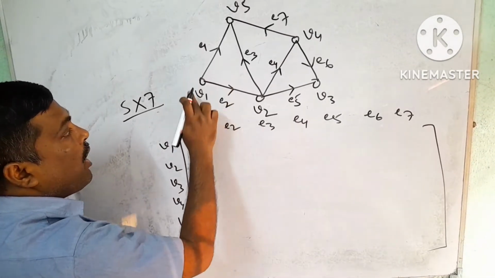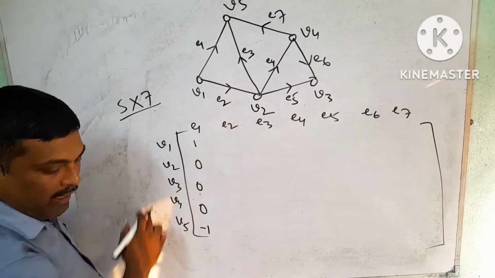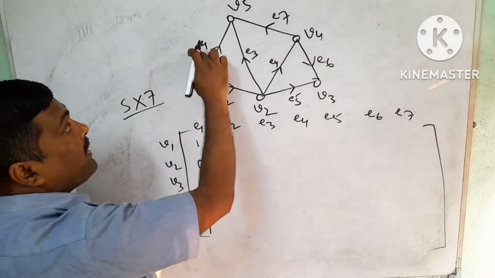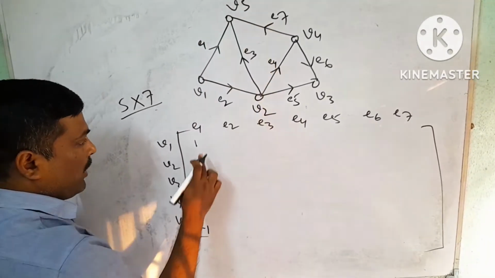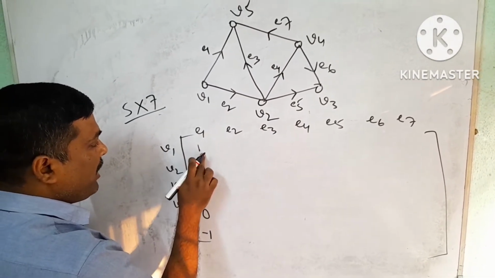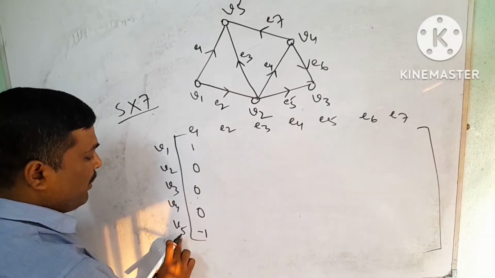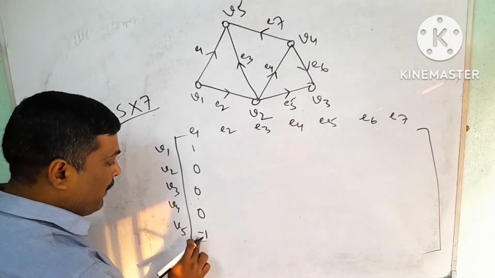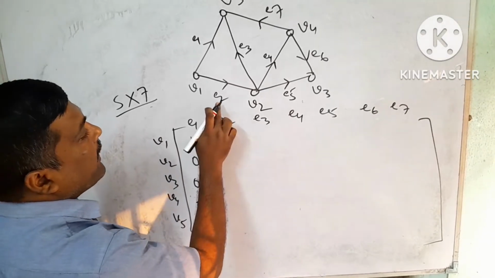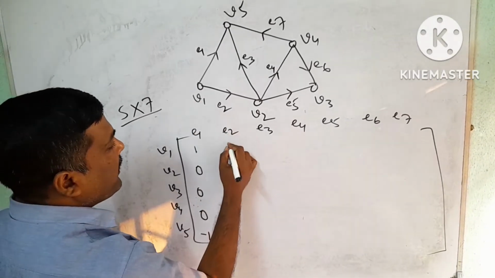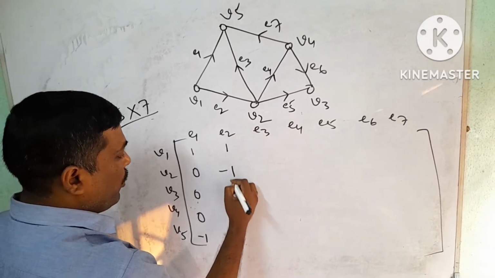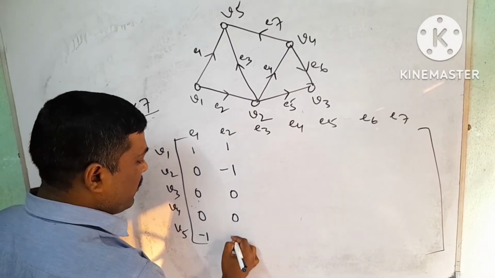E1 is incident out from V1, incident into V5. So write here 1, write here V5. So E1 incident out from V1, write here +1. E1 incident out from V1, incident into V5, so write here -1. Next E2. It is incident out from V1, so write here +1. Incident into V2, so write here -1. For all other cases, it is 0, 0, 0.